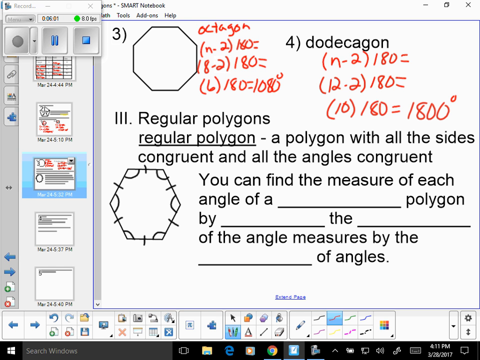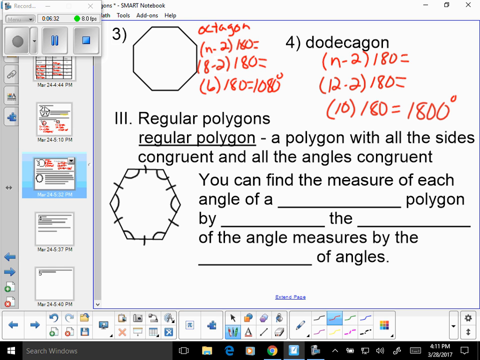When we talk about polygons, there are also such things as regular polygons, and every polygon that I've showed you so far happens to be a regular polygon. Although if you remember back to lesson 8.5, we talked about scalene triangles. If none of the sides are congruent, then that's not a regular polygon. So a scalene triangle is not a regular polygon. An equilateral triangle is a regular polygon.